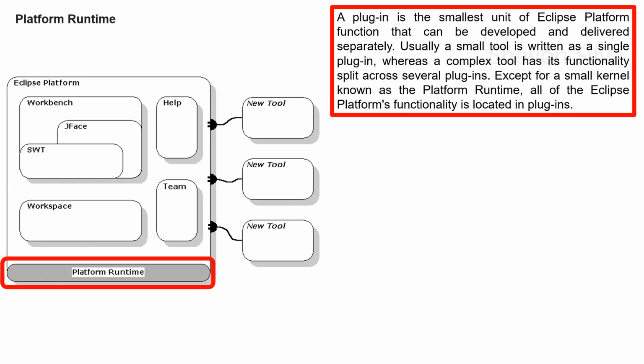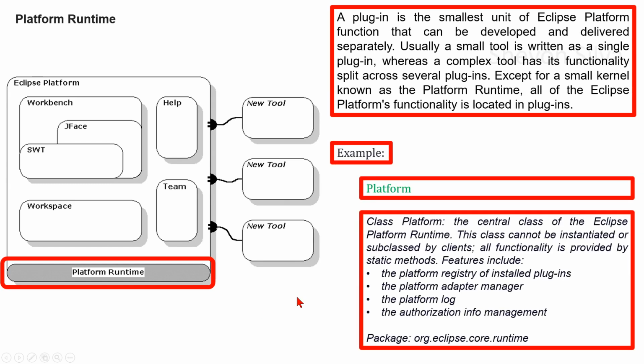Now we are focusing on platform runtime. A plugin is the smallest unit in Eclipse platform function that can be developed and delivered separately. Usually a small tool is written as a single plugin, whereas a complex tool has its functionality split across several plugins. Except for a small kernel known as platform runtime, all of the Eclipse platform functionality is located in plugins.